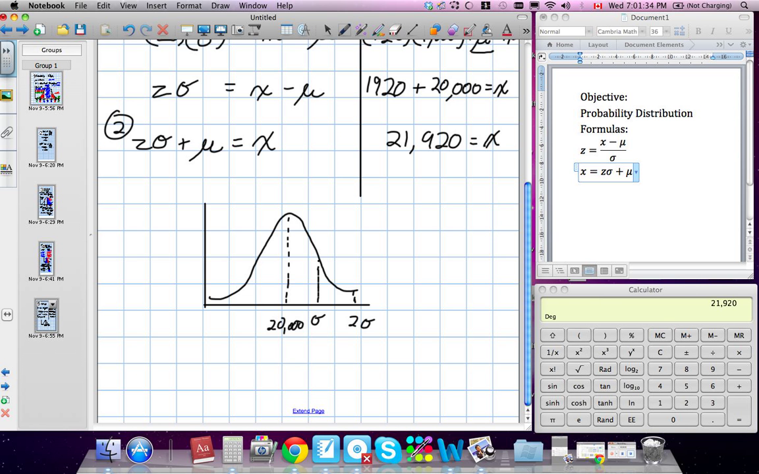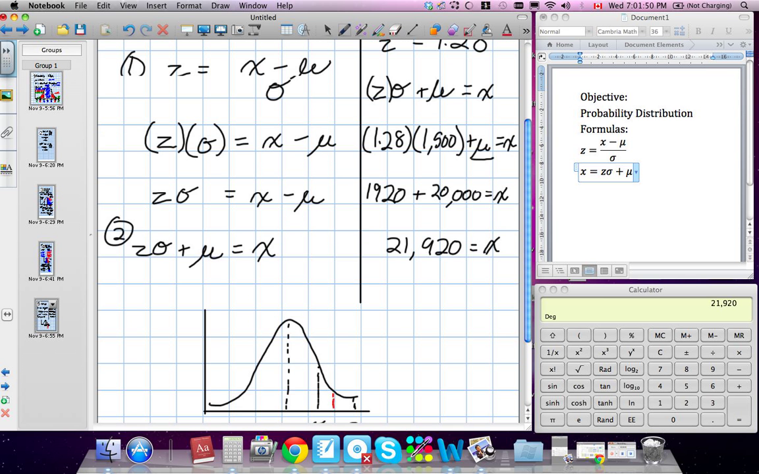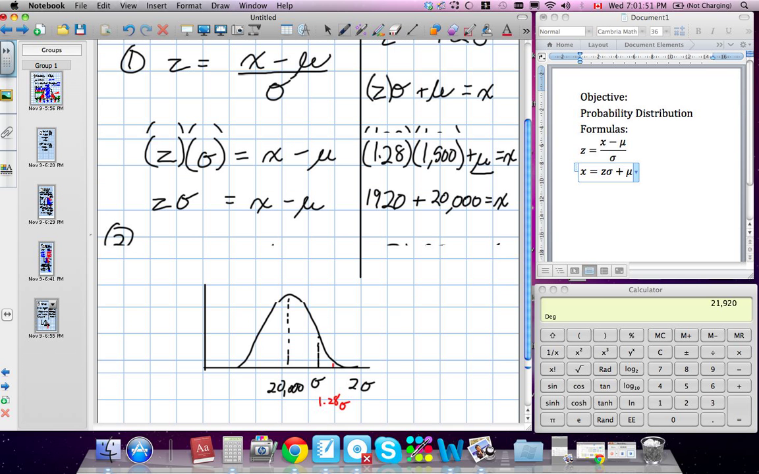So we add 20,000 to that. We found out 21,920 equals x. So what they're saying here, we've got to relate it back again. Let's quickly relate this back to a small chart.